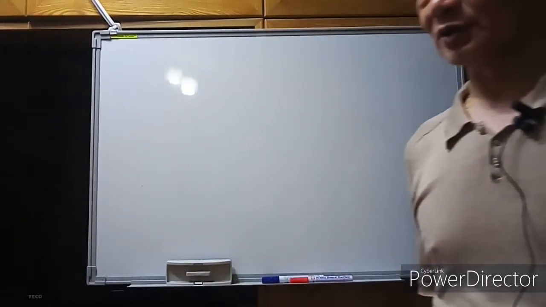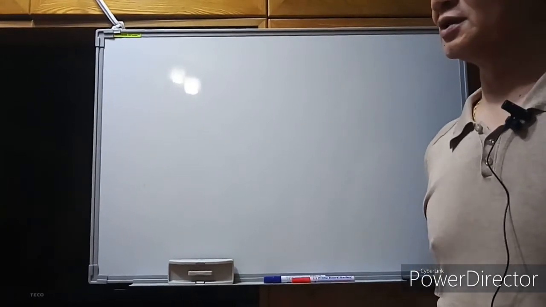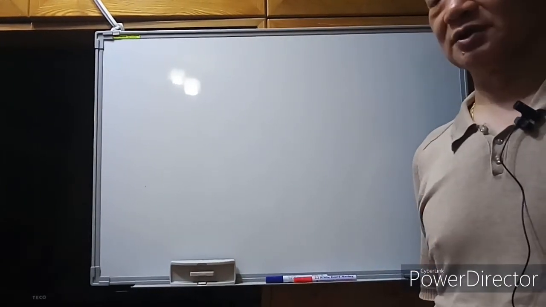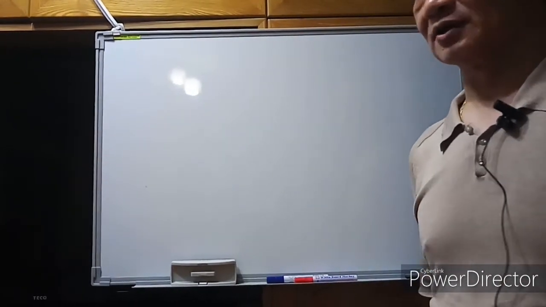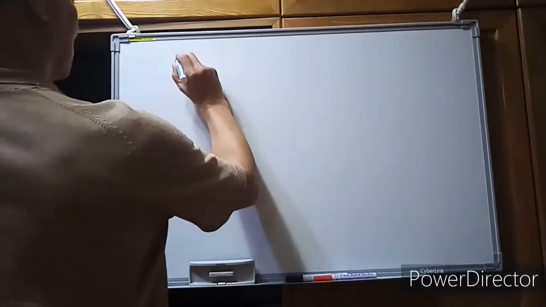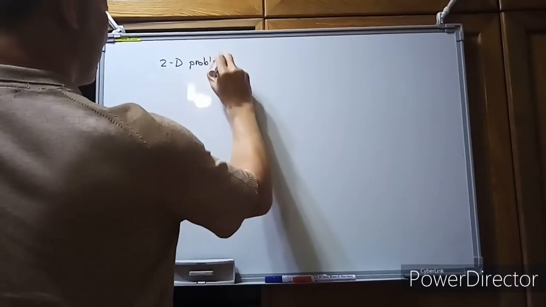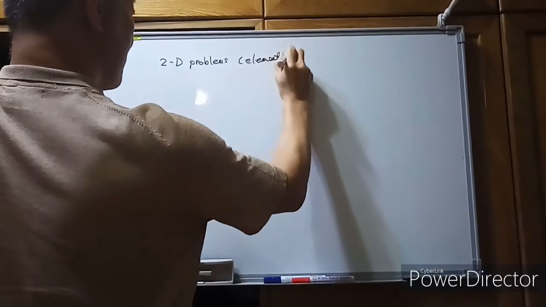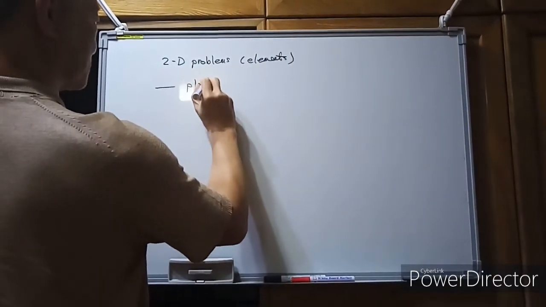And later I will talk about the other elements and the other problems. But for other elements, I will mention only the topics which are different from the plane strain problems. Okay, so we have the so-called 2D problems or 2D elements. A typical two-dimensional problem is the plane strain problem.